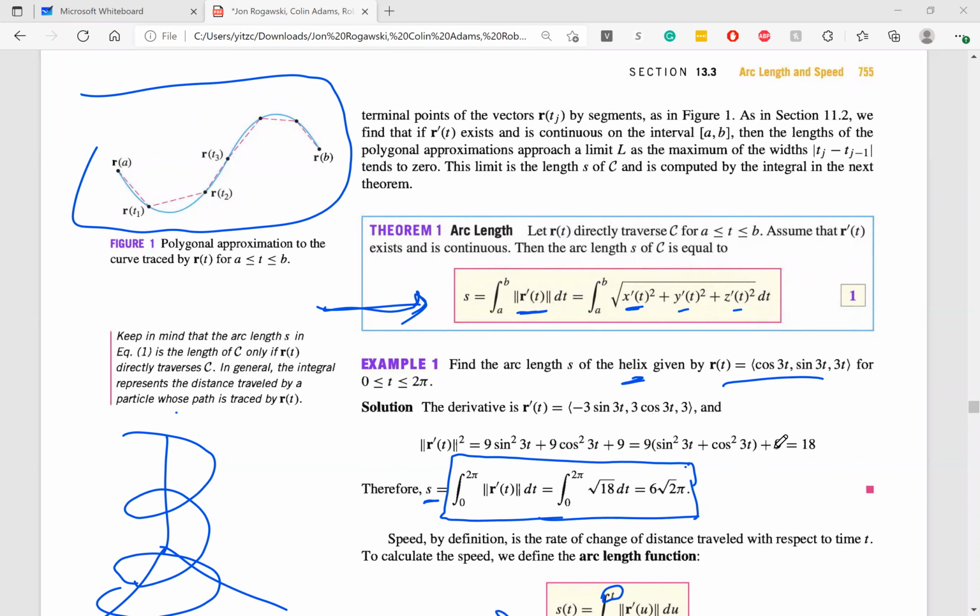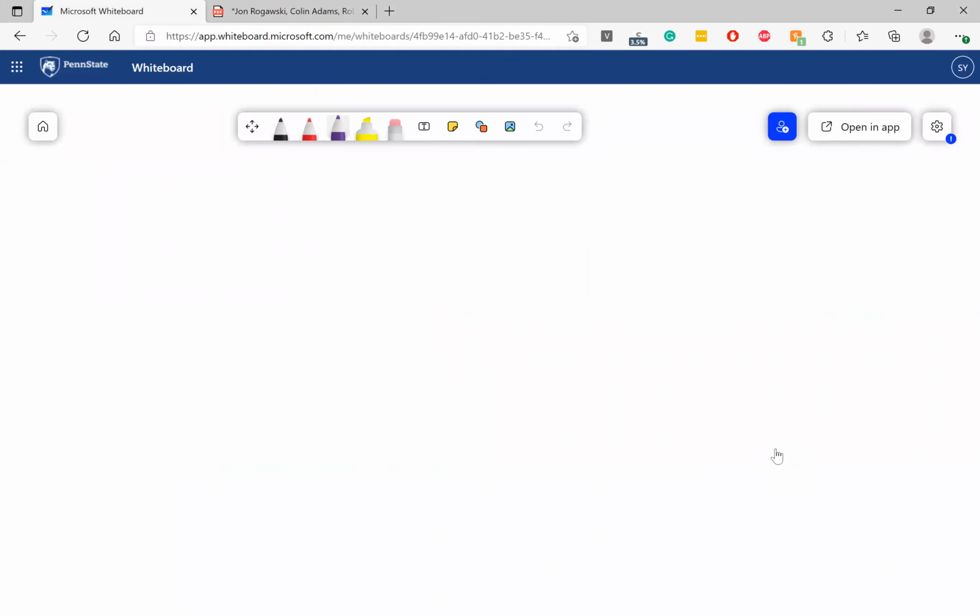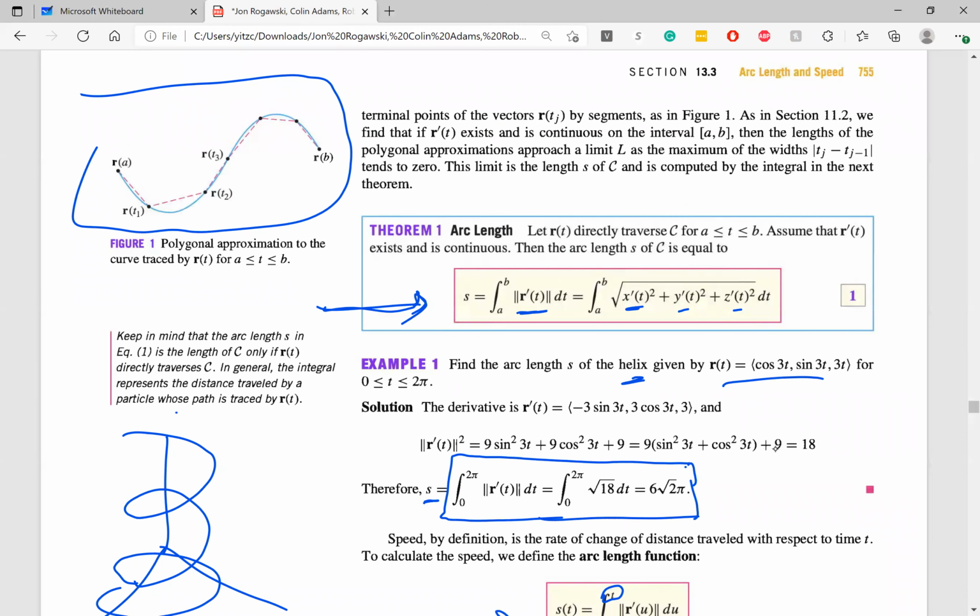Okay, so last class we started talking about arc length and we saw the formula for arc length. I just wanted to review a little bit of what we saw. So first, we were told that the arc length, S.